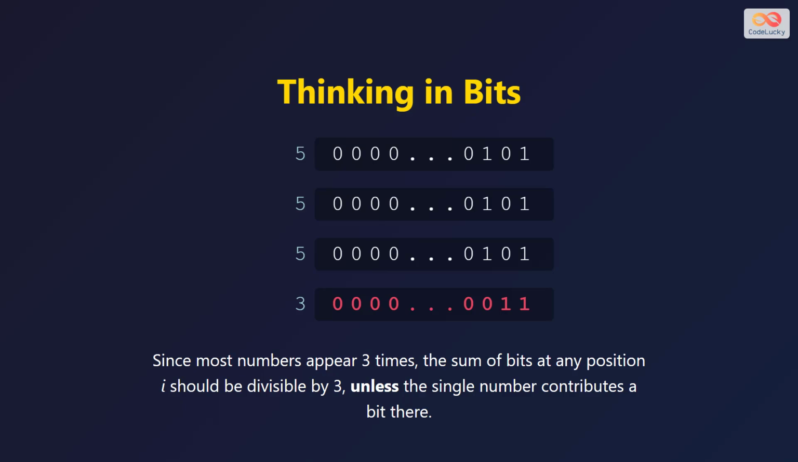To optimize space, we need to look at the numbers in their binary form. If we write out the binary representation of the numbers, we can spot a pattern. Since most numbers appear 3 times, the bits at any specific position for those numbers will sum up to a multiple of 3.